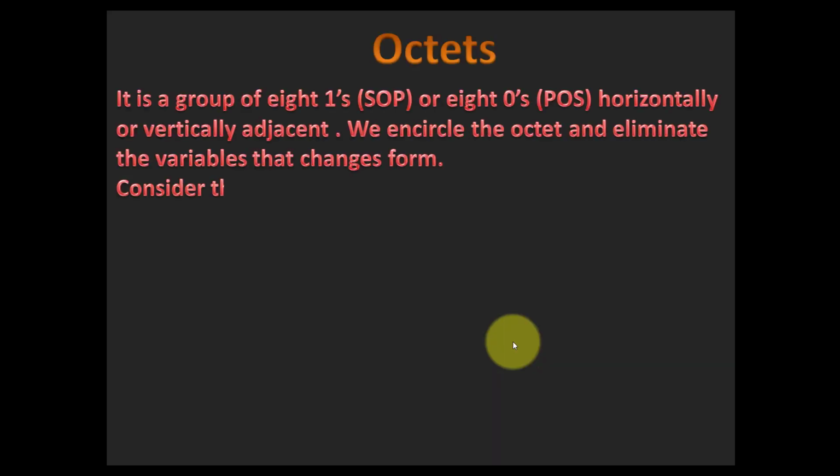Next is octets. An octet is a group of 8 ones in SOP or 8 zeros in POS which are horizontally or vertically adjacent.